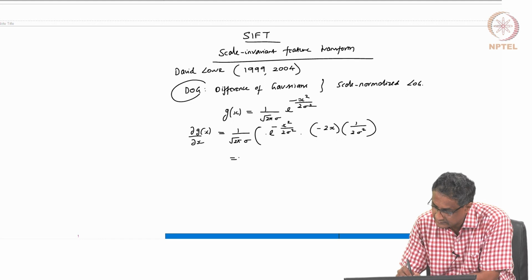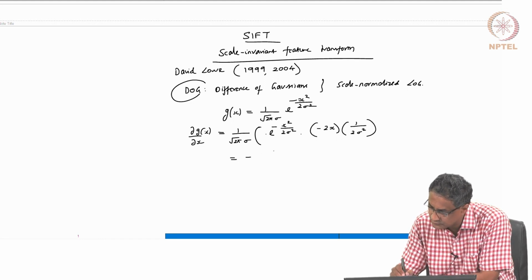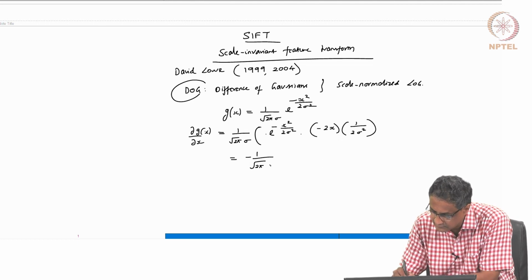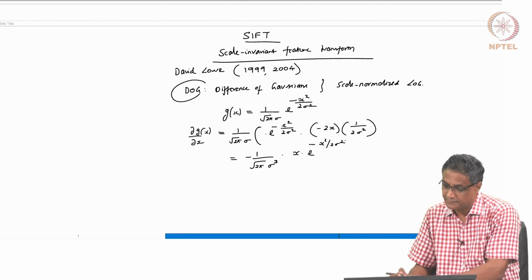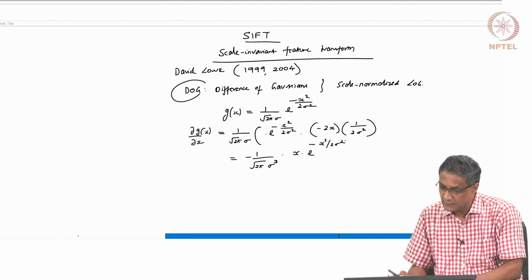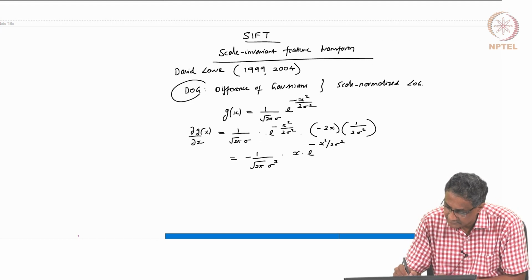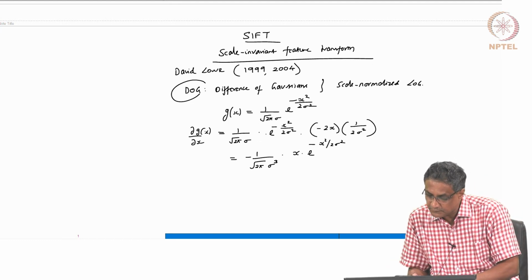So this we can write as minus, the 2 will cancel off, minus 1 by root 2 pi sigma cube x into e raised to power minus x square by 2 sigma square. I do not think we need this bracket.